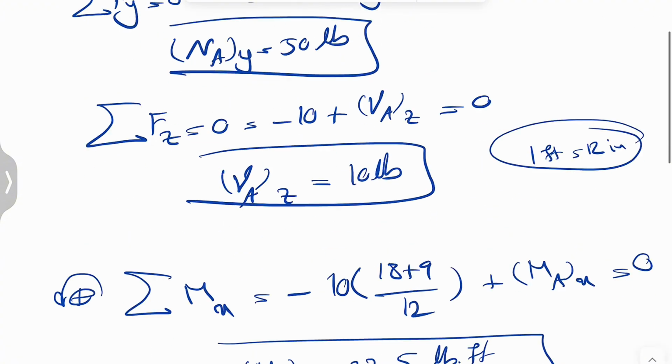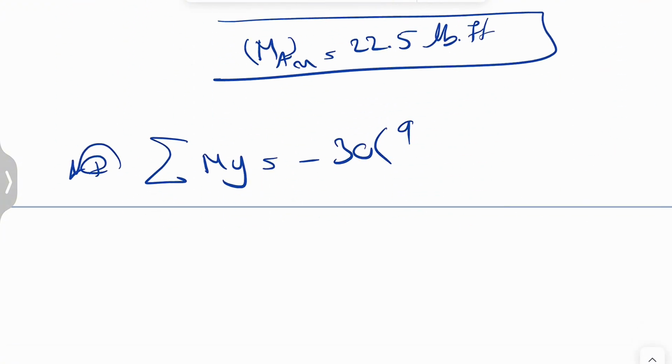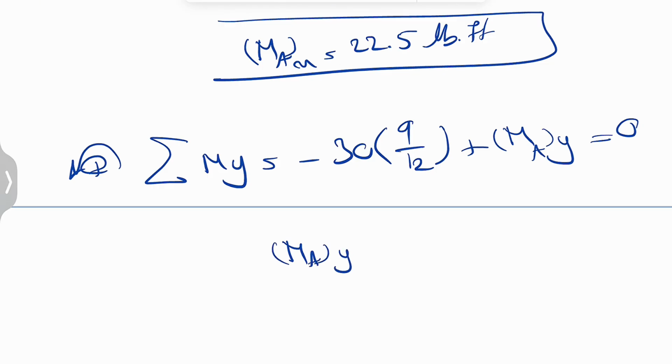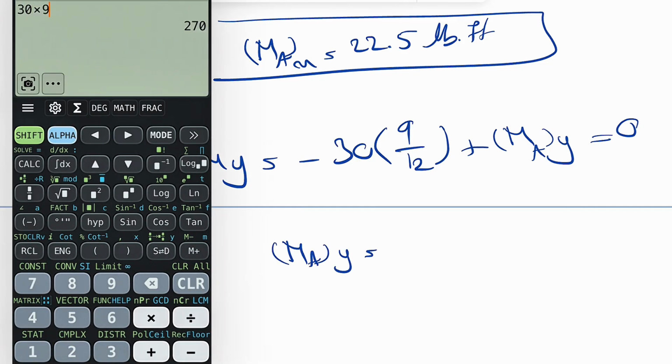So it's 9 inches, again divided by 12, and on top of that we have the bending moment about y-axis equals 0, so MAY would be 30 times 9 divided by 12. This one's also 22.5 pound-foot.